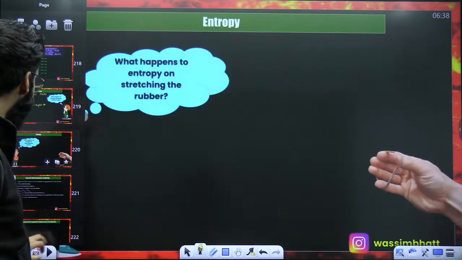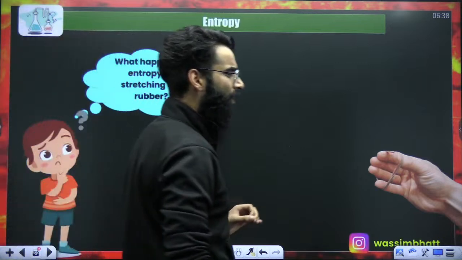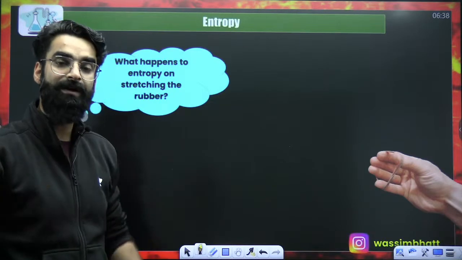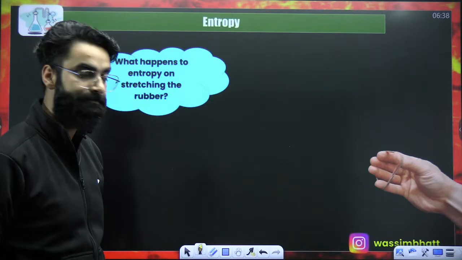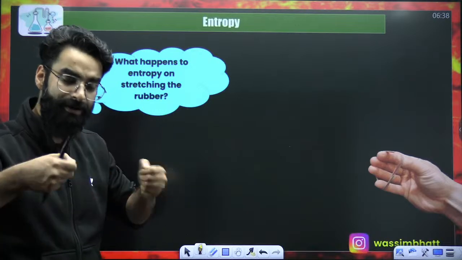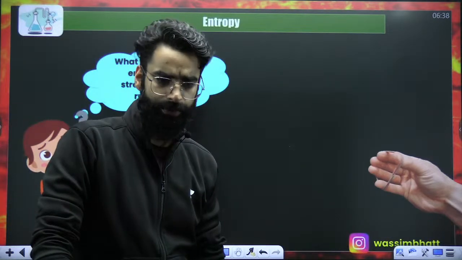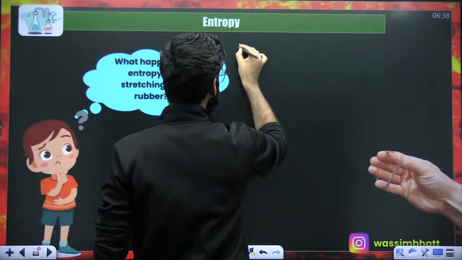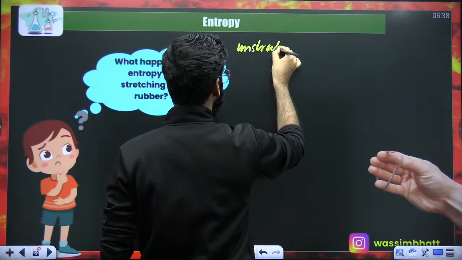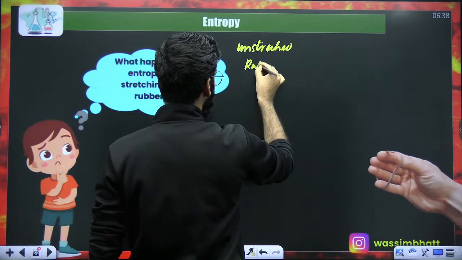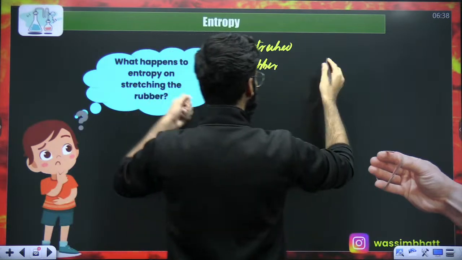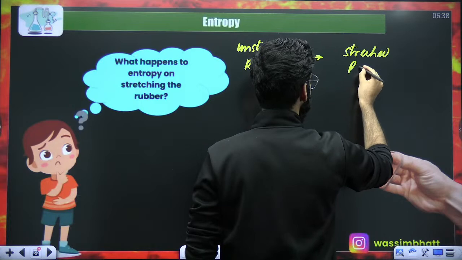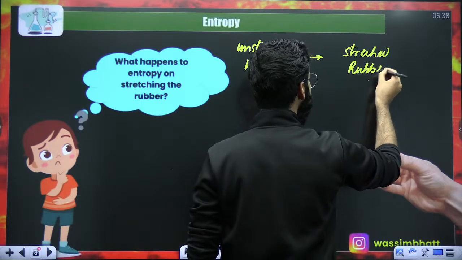All right, if I ask you, what happens to the entropy when you stretch the rubber? When you stretch the rubber, does the entropy increase or decrease? What do you think? For example, on this side, I have unstretched rubber. I'm taking unstretched rubber. Now I'm going to stretch it, so it becomes stretched rubber.